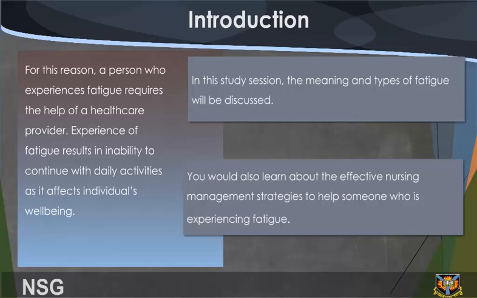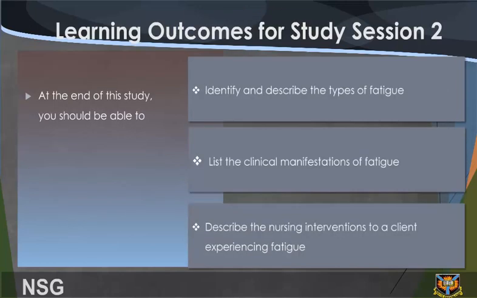In this study session, the meaning and types of fatigue will be discussed. You will also learn about the effective nursing management strategies to help someone who is experiencing fatigue. Learning outcomes. At the end of the study, you should be able to: 1. Identify and describe the types of fatigue. 2. List the clinical manifestations of fatigue. 3. Describe the nursing interventions to a client experiencing fatigue.